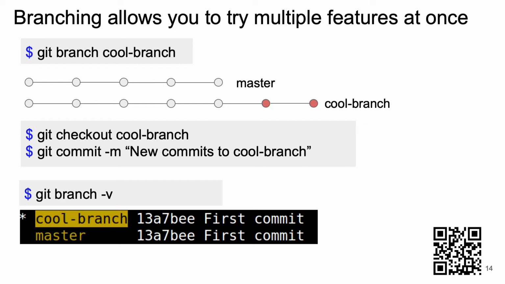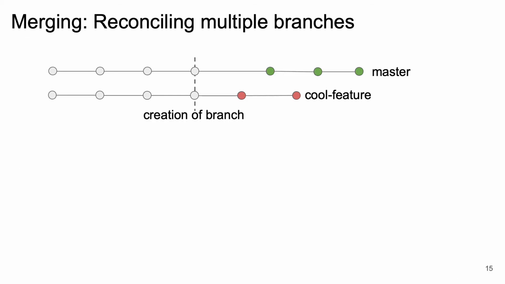All right, so you have done your commit, you have tried things. Now the time is to incorporate it into your main branch. So you need to reconcile these different branches. How would you do it? One simple way of doing this is by doing what's called merging.